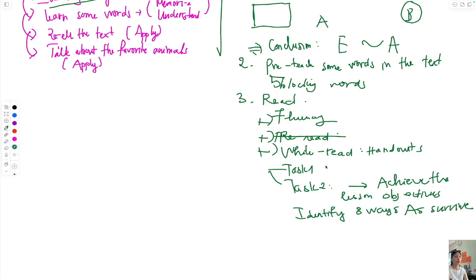Right? And task 1 is simply for reading comprehension. I think that I should put some of the questions here into the pre-reading and erase some details questions. I shouldn't have this one, really.